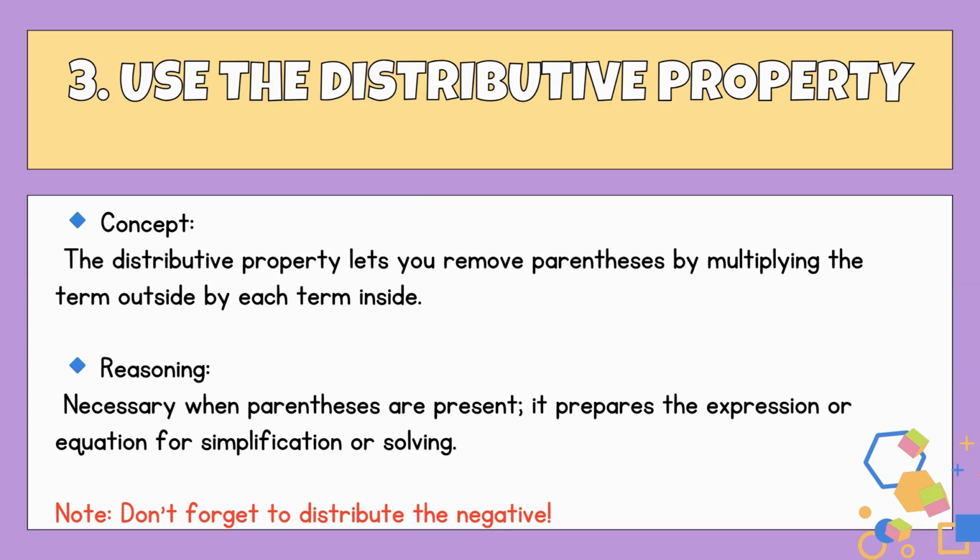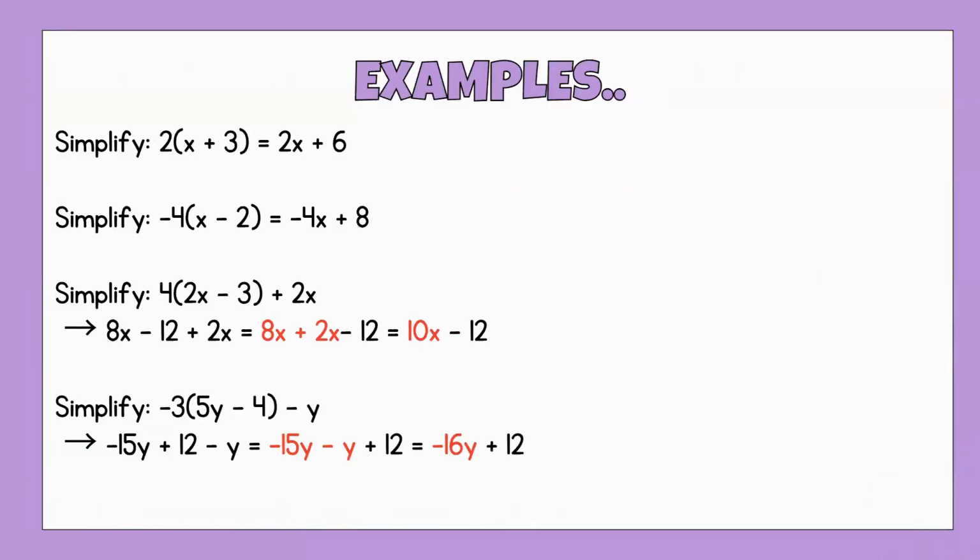And my note to you guys is do not forget to distribute the negatives. If there is minus 3 multiplied by the terms inside, then you have to put minus on the terms inside also. You cannot discard the negative sign because that will make your whole answer different. Positive is not equal to negative, right? So let's simplify some equations and expressions. Ready for this?